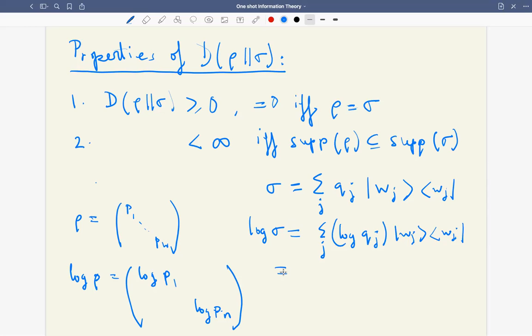So now I'm going to convert to the eigenbasis of rho. Let's give names to the eigenbasis. So this is V1 to Vn. These are the eigenbasis for rho. W's are the eigenbasis for sigma. So this will be summation over j of log Qj, then ket Wj bra Wj. So this is summation over i, i prime.